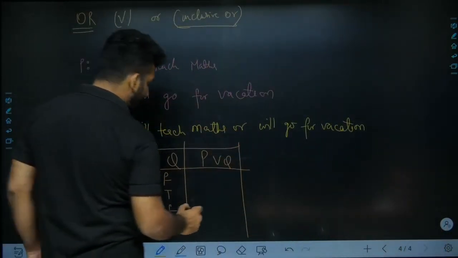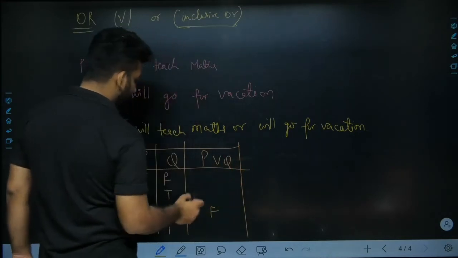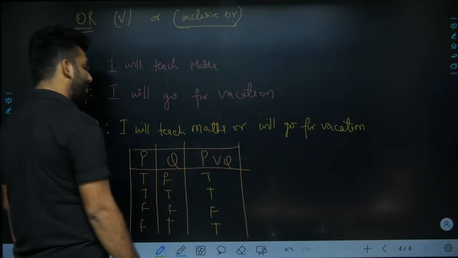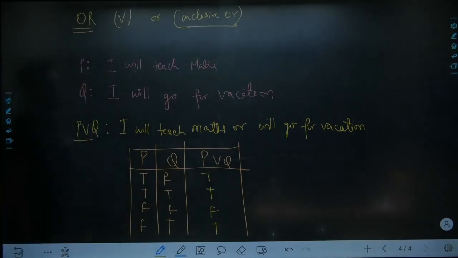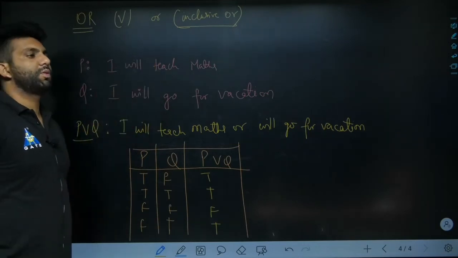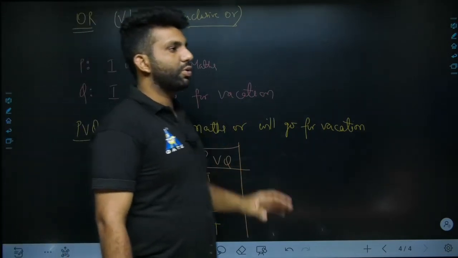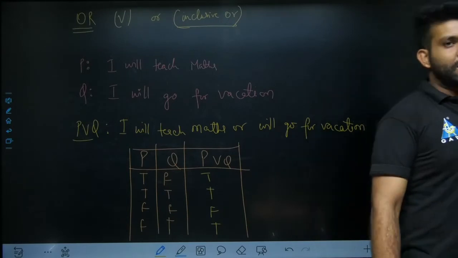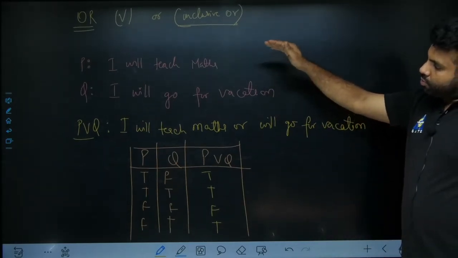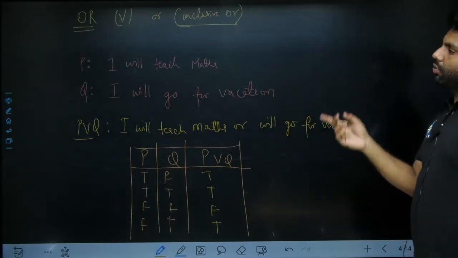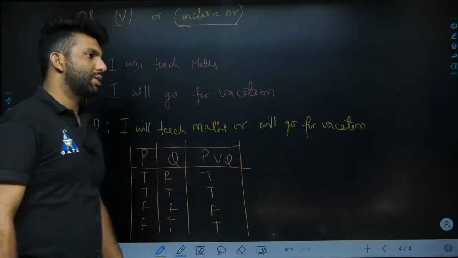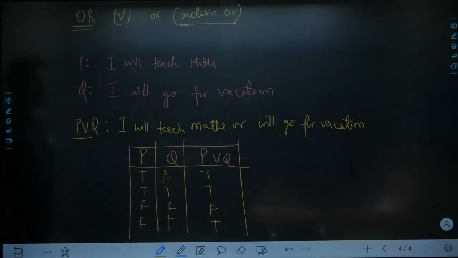That means only this part will be false, otherwise in every other scenario the value of P or Q will be true. Okay, whether this is true or both of them are true, in that case it is going to result in truth value. Otherwise what will be happening? If both are false, only in that case the overall compound proposition P or Q will be having value false. That's it. Okay.